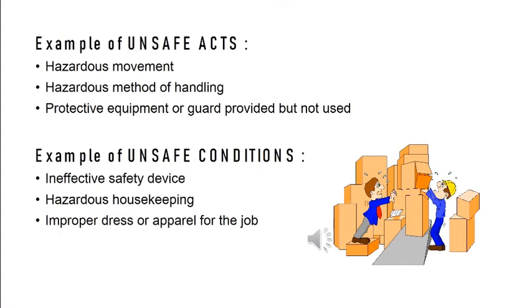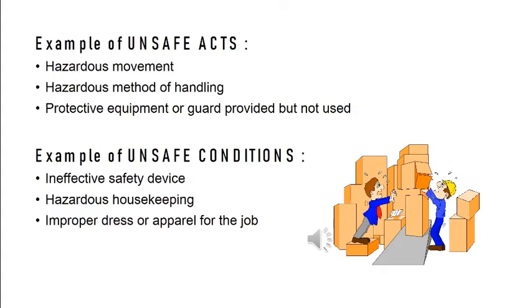Example of unsafe act. First, hazardous movement. Example for hazardous movement is running and jumping. Second, hazardous method of handling, which is failure to allow for sharp or slippery objects and pinch point, wrong lifting and loose grip. The last one is protective equipment or guard provided but not used.